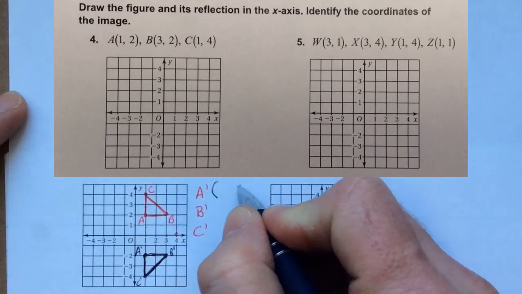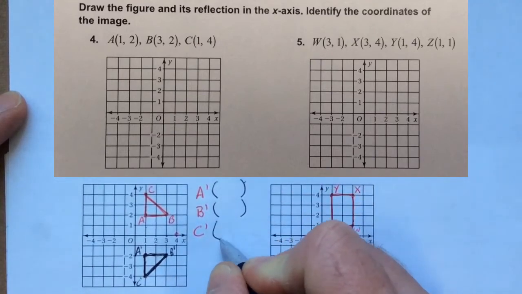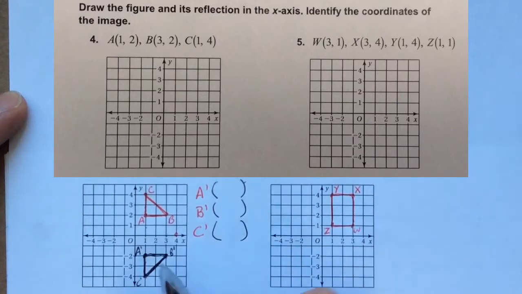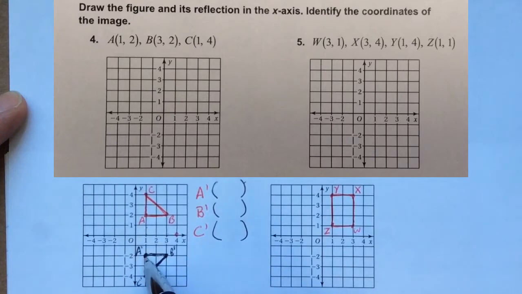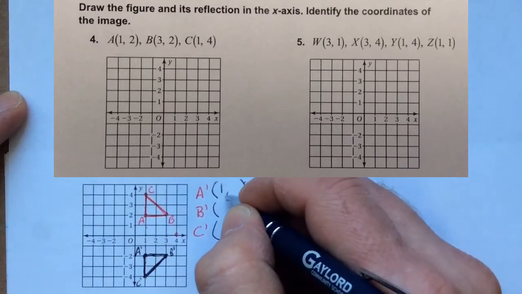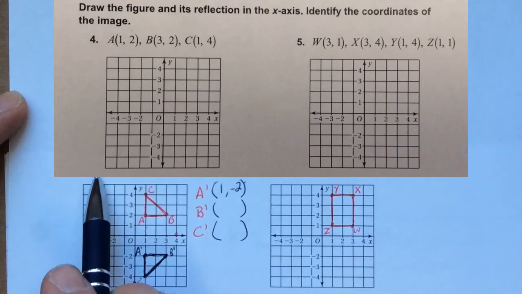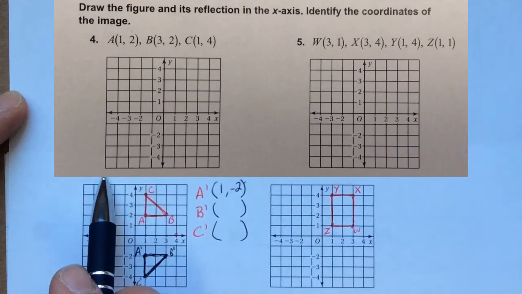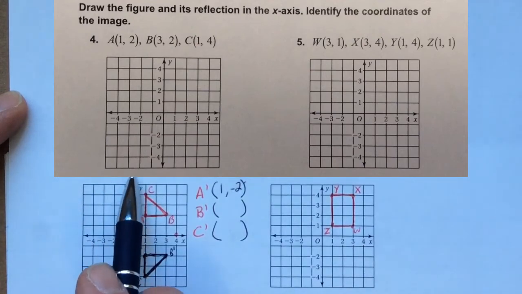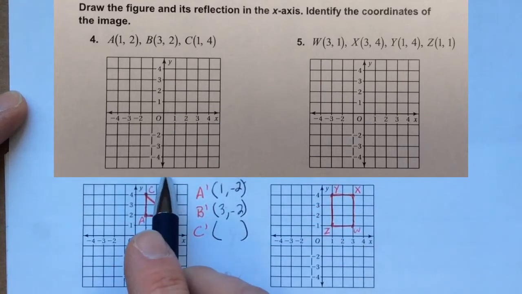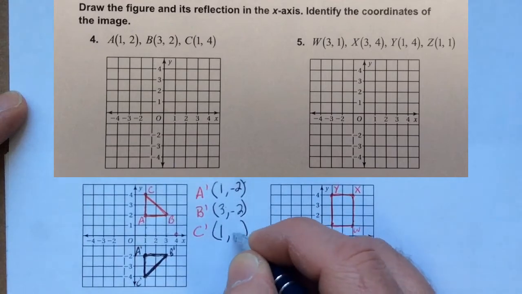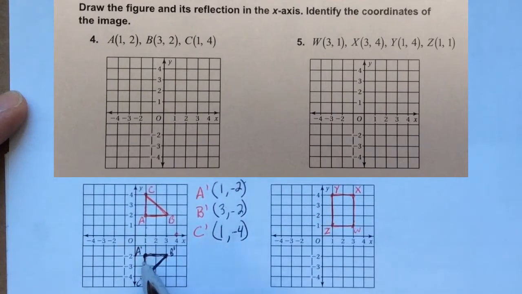And now we can write the coordinates here. A prime is still at 1, like it was, but now it's at -2 for the y. So (1, -2). Notice the x will stay the same, but the y will be the opposite. So this one will be (3, -2). And this will be (1, -4). And we could go down here and confirm that. Yes, this is (3, -2). Yes, this is (1, -4).